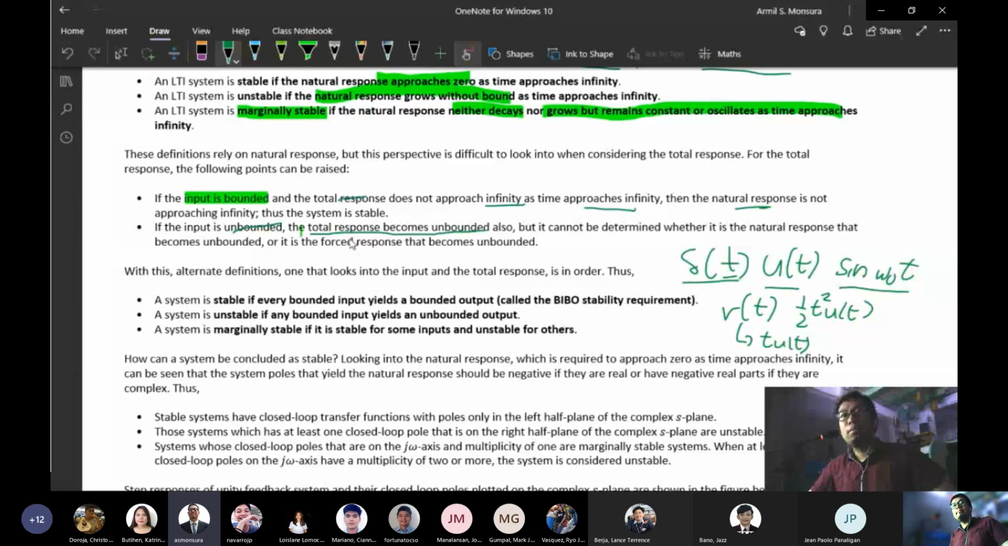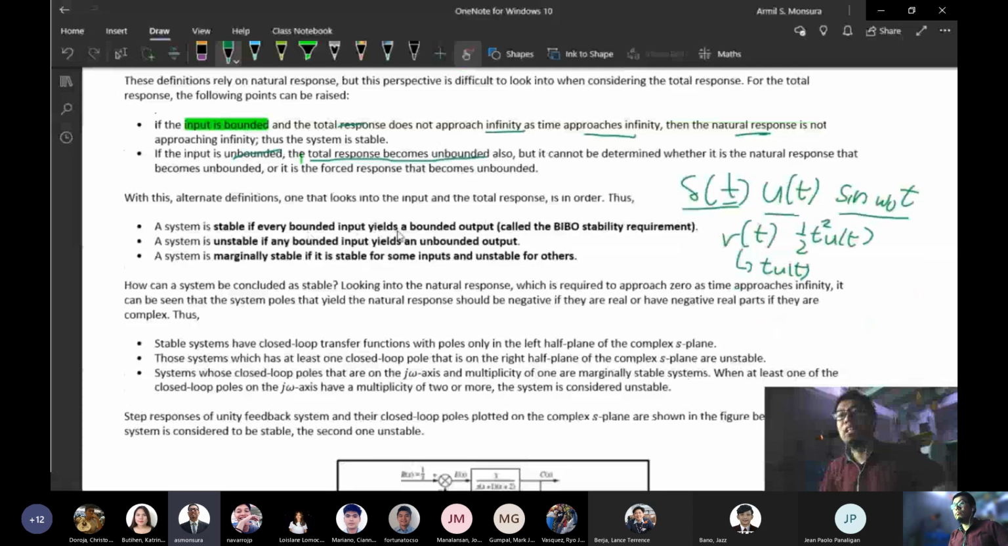Okay? So from this, we can define now stability based naman sa relationship ng input at saka ng output ninyo. So a system is stable if every bounded input yields a bounded output. We call this the BIBO, bounded input, bounded output stability requirement. So kapag bounded ang input, dapat bounded ang output. Your system is stable then.